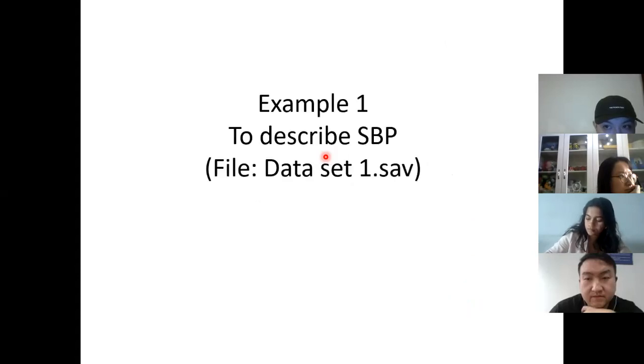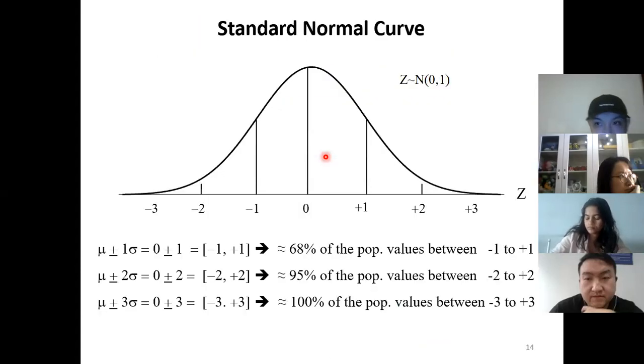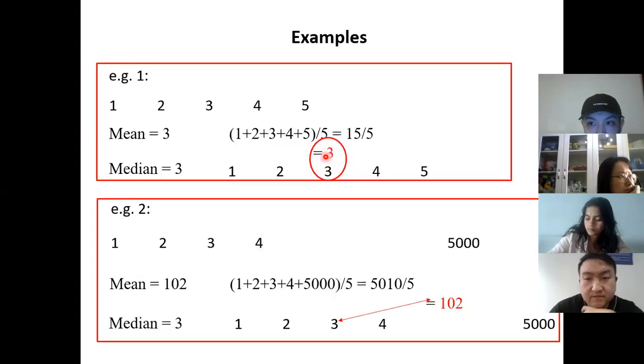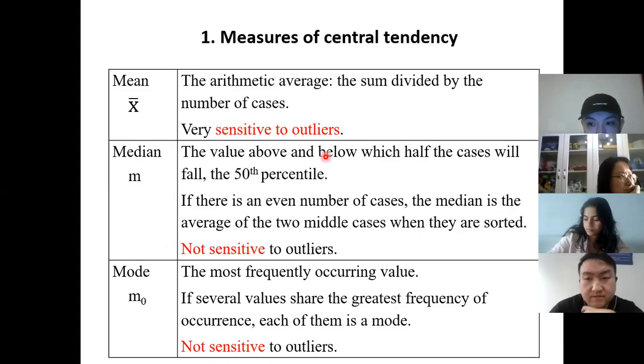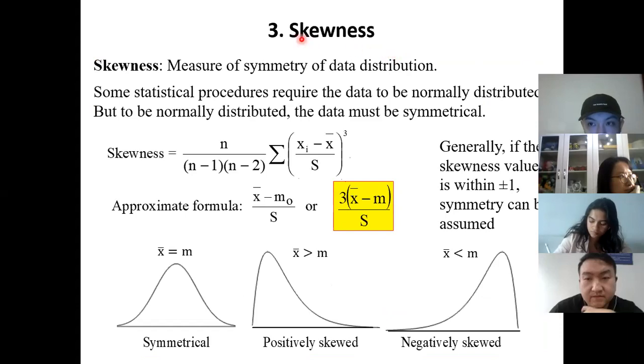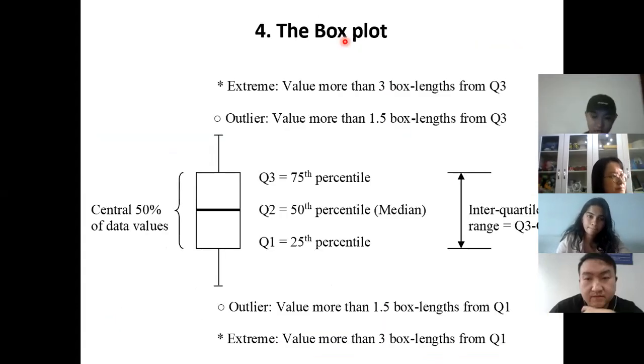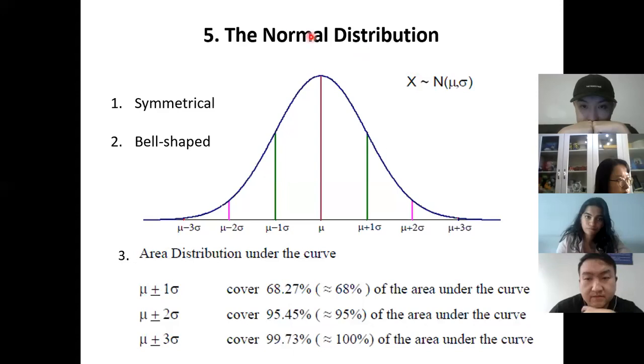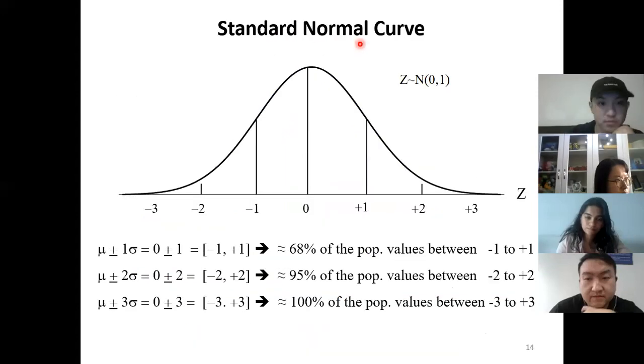All right. So whatever you did just now, let's put it into practice. First, you want to know where the data center is. Next, you want to know how the distribution is. Next, you want to know whether the data is skewed or symmetrical. Next, are there extreme values or outliers? And the last, is the data normally distributed? Okay, let's see the example first.